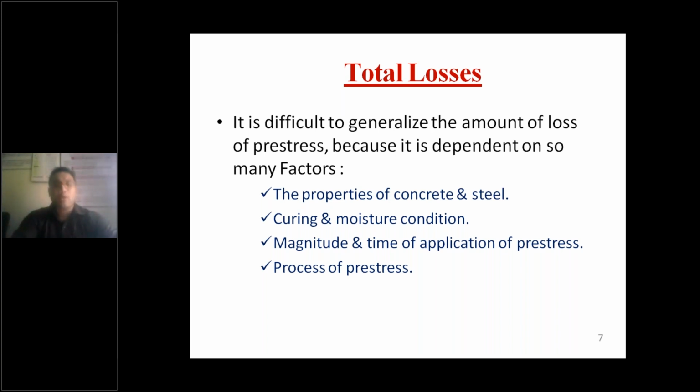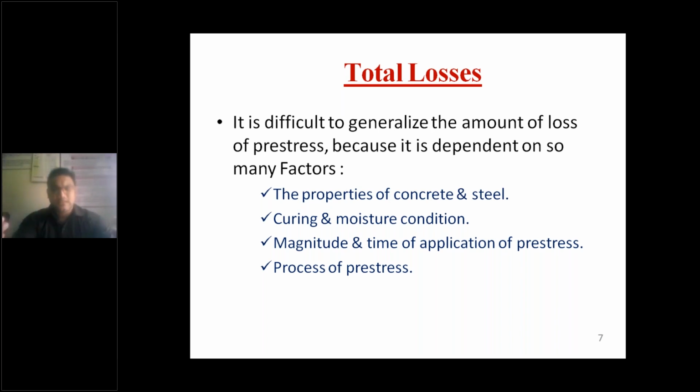The first one, properties of concrete and steel. These factors are very important to calculate the total losses. What are the properties? There are many properties for concrete and steel. Let's start from Young's modulus. Concrete Young's modulus will be there, steel Young's modulus will be there, right? And the strength properties of concrete and strength properties of steel. We call it the mechanical properties.